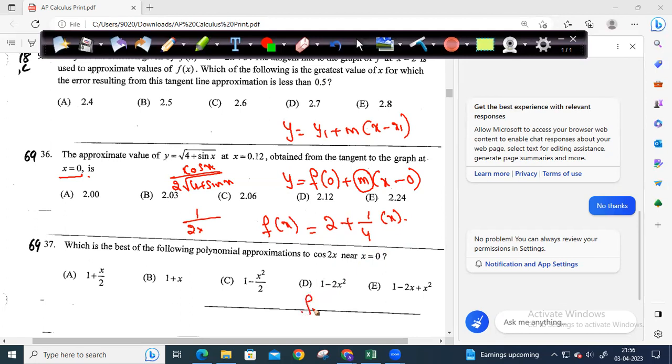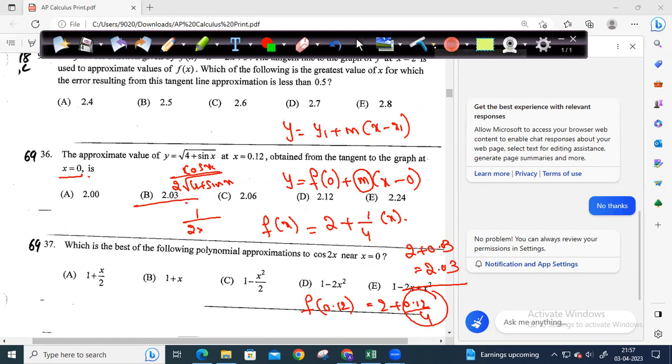But I need to find the f(0.12) value. f(0.12) is 2 + 0.12/4, which is 2 + 0.03, sorry, 2.03. That option is not there. So sometimes we make this mistake. If they give 2.3, in a hurry we might not be careful.